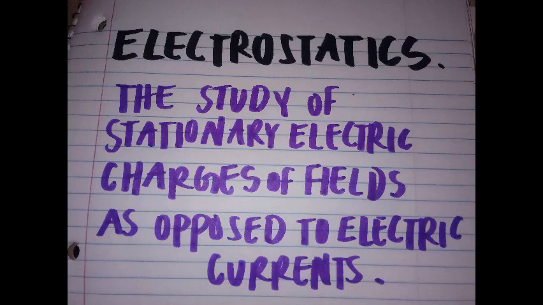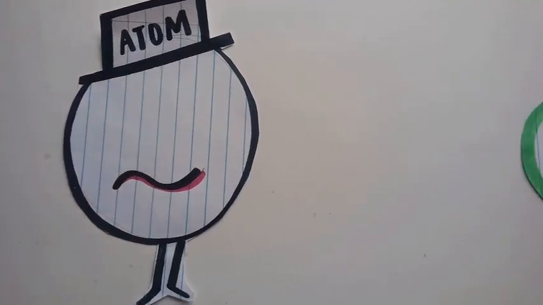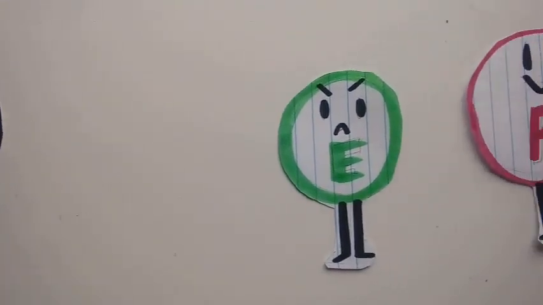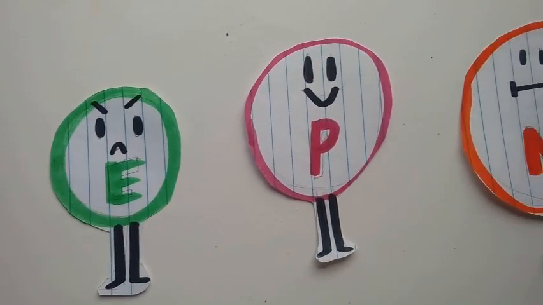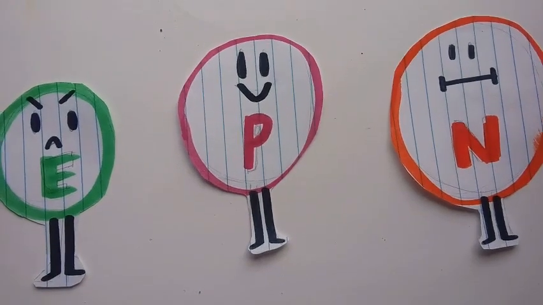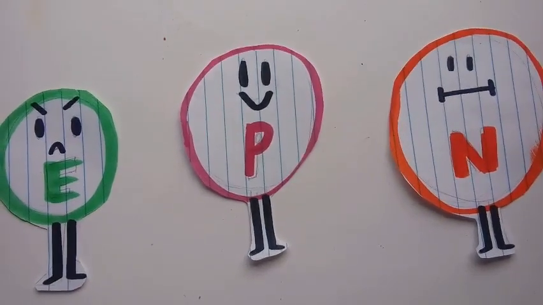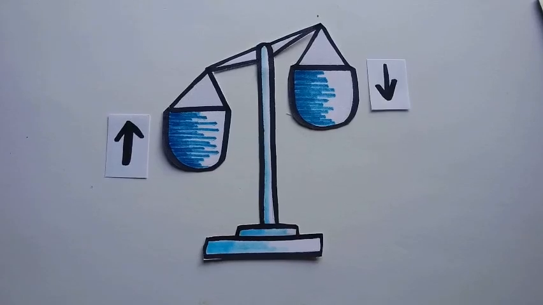What we have learned is that the definition of electrostatics is the study of stationary electric charges or fields. We also learned that all matter is made out of atoms that consist of three types of smaller particles: electrons, protons, and neutrons.